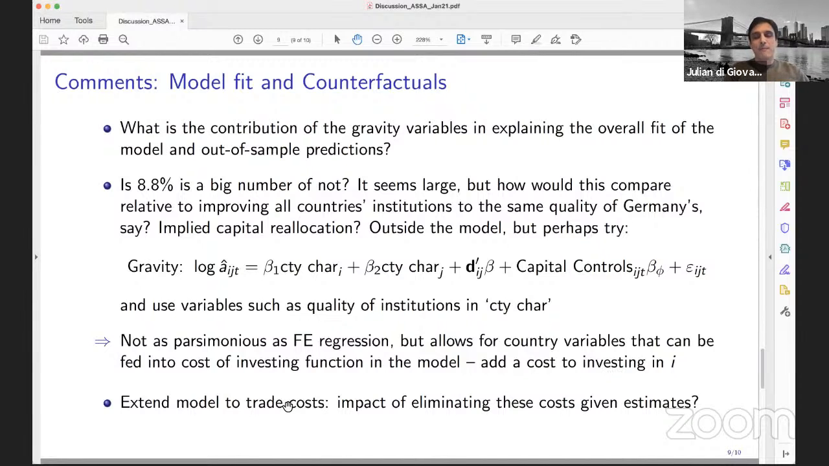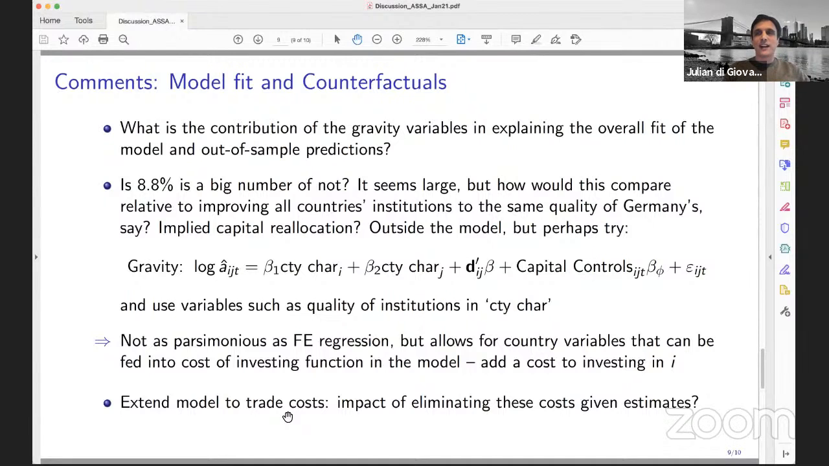And finally, back to the theme of today's session, why not extend the model to trade costs? I imagine it would actually be quite simple to put some iceberg costs in, and given that you're already feeding some measure of empirical trade costs into the regressions, you could then maybe run some more counterfactuals with that.